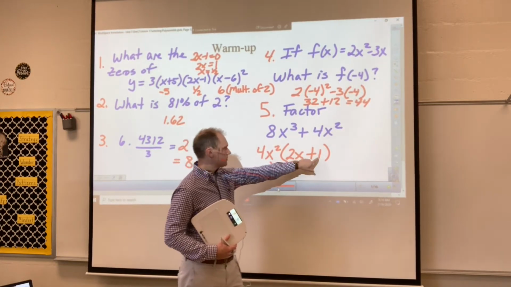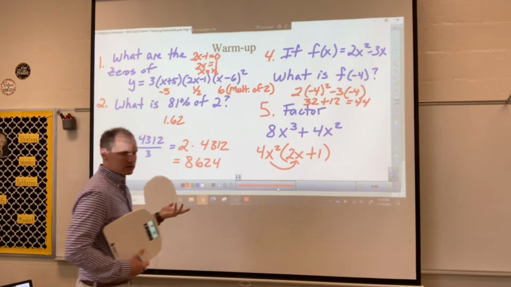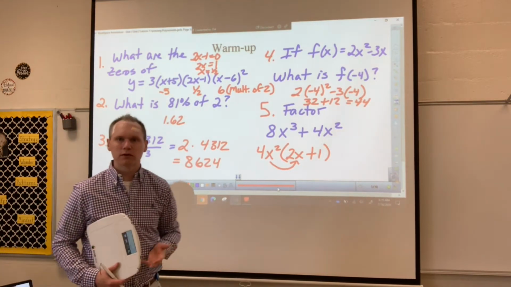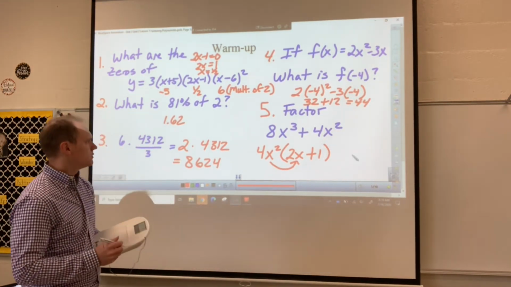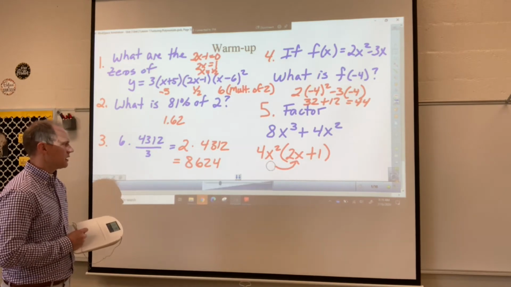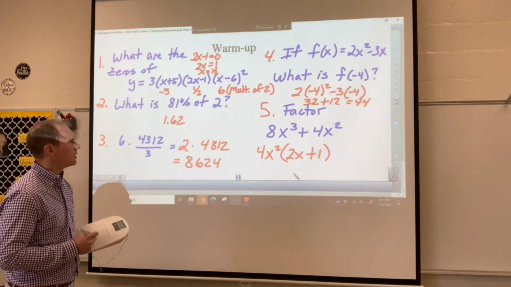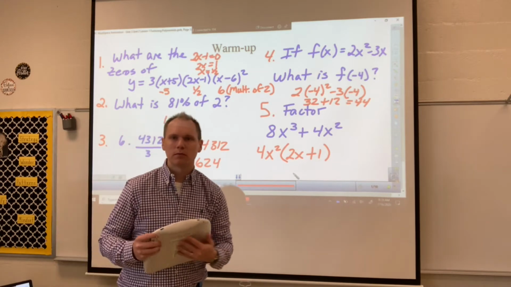And 4x squared times 1 is 4x squared. So it's the same expression, just rewritten in a different form. So we can factor in that way. All right? So hopefully you're able to get those 5.